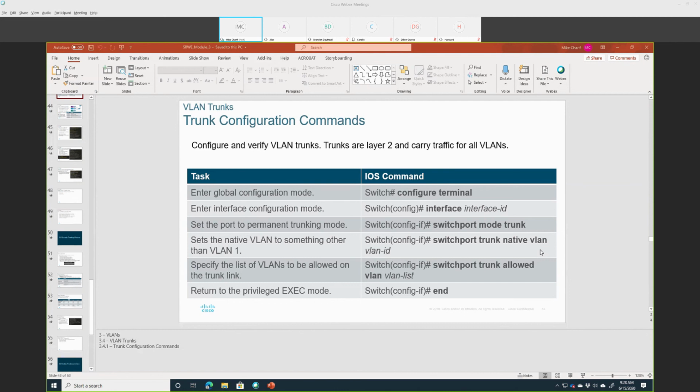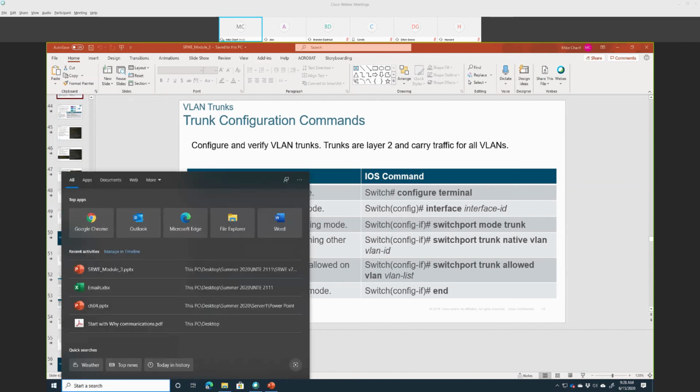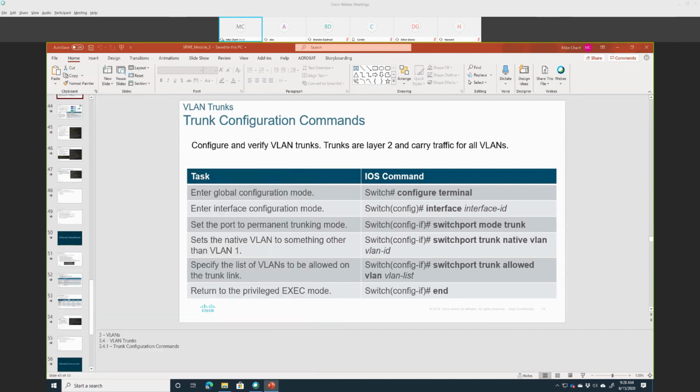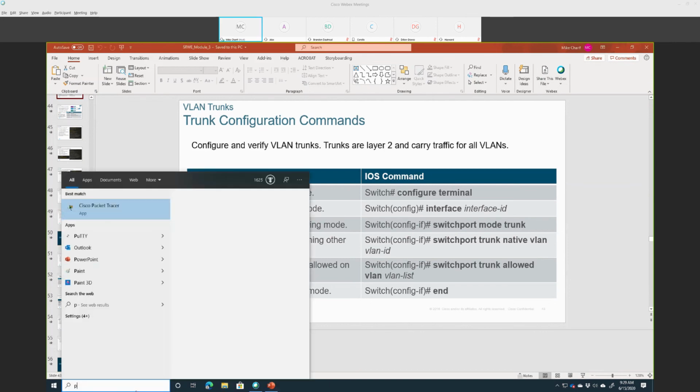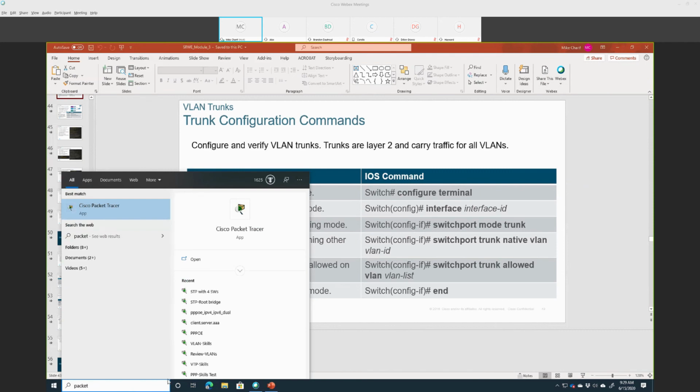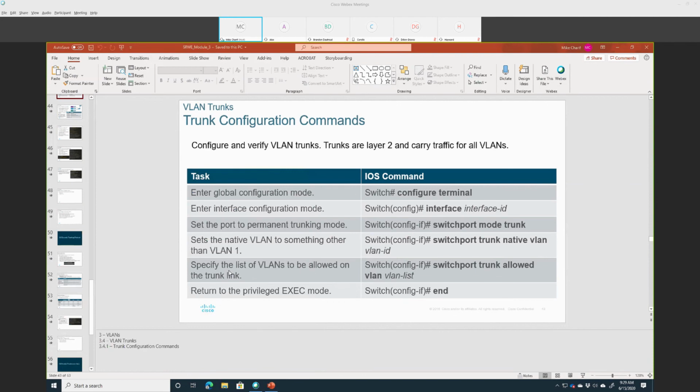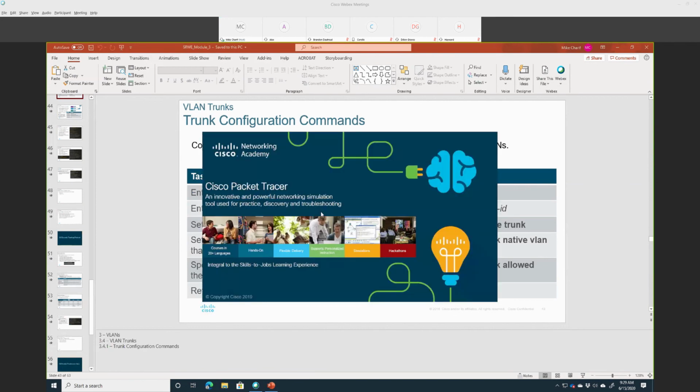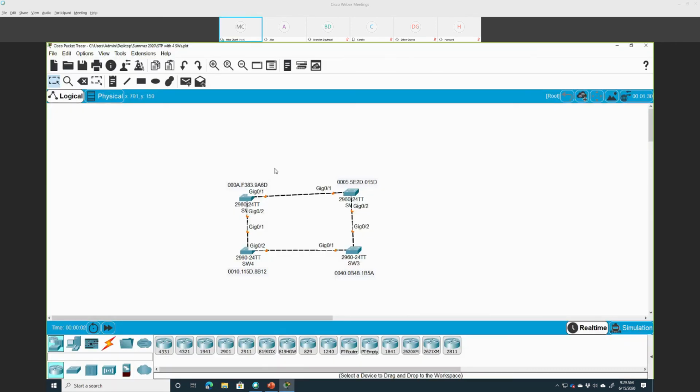Question at this point? I think I can use Packet Tracer. I think I have one already started. Let me see if I can bring it up. Packet Tracer. Yep, right here. Okay, so that's the Packet Tracer.